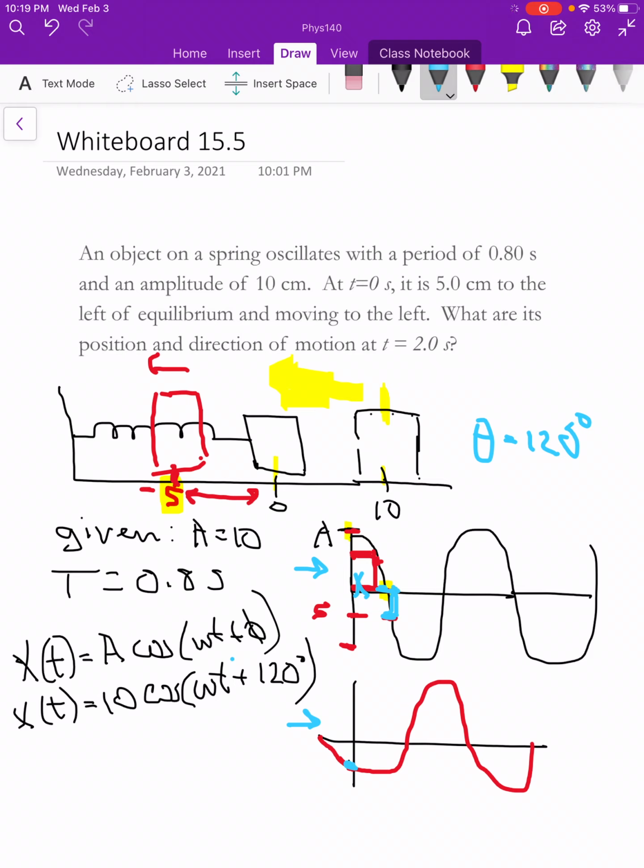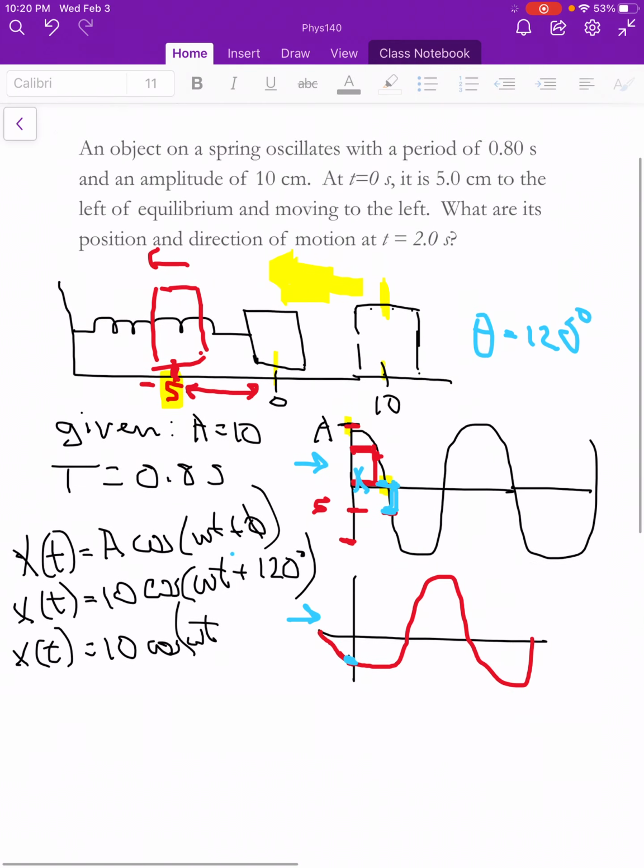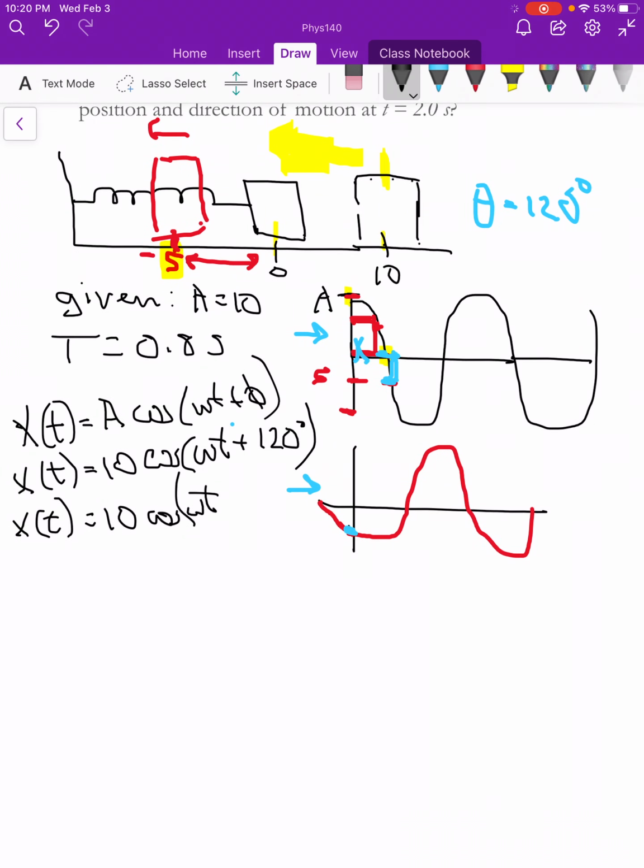But I can't write this in terms of degrees. I have to write it in terms of radians. So I'm going to say, okay, x of t is equal to 10 cosine omega t. And then how do I figure out what 120 degrees is in radians? Well, the trick that I learned was that I know that 180 degrees is equal to pi.